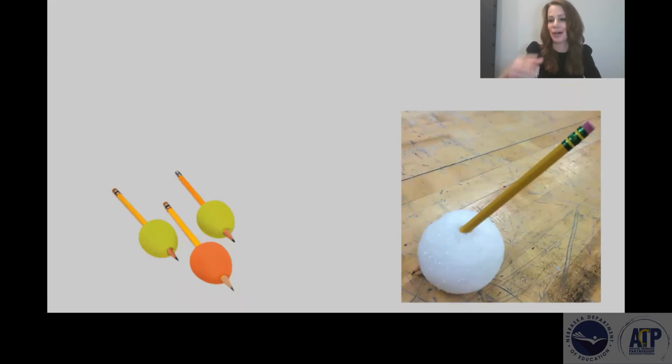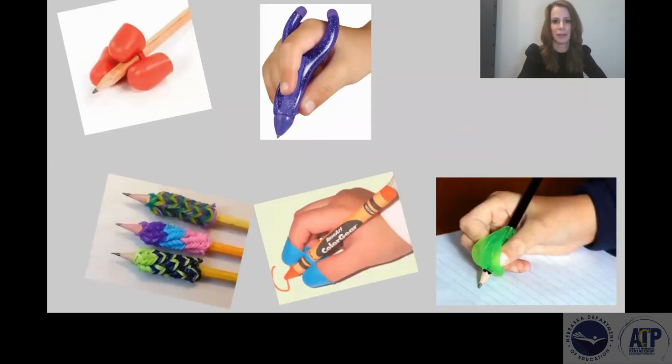Here's the styrofoam ball, holding the ball, and there are even some kind of foam balls too you can buy for this as well. Here's some other grippers, right? So these are all store-bought, except for the ones maybe at the bottom to the left. But these all can help with the grip. But remember, only focus on the grip if there's discomfort, it's really making it difficult to write longer assignments, things like that.